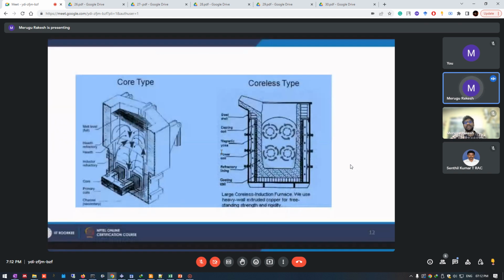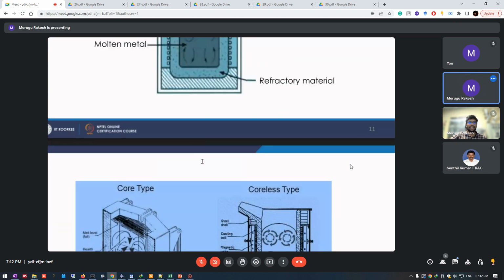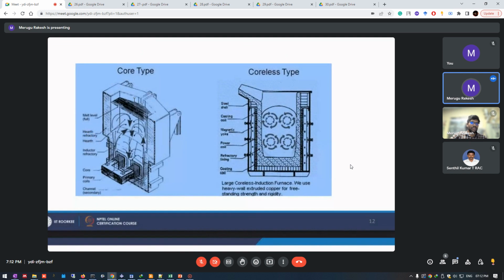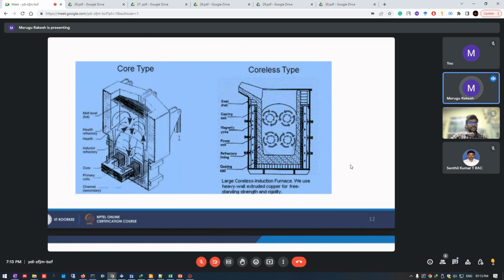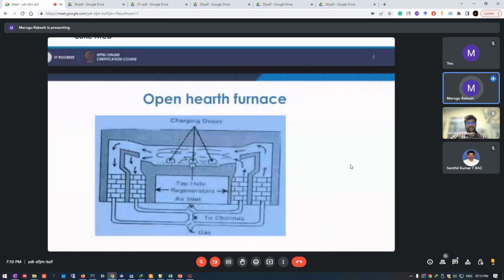We have two different types in this, core and coreless. This is the coreless induction furnace, and this is the core type, in which we will use a core. This is the core, the bottom part. The principle remains the same. Okay, so this is regarding these furnaces.